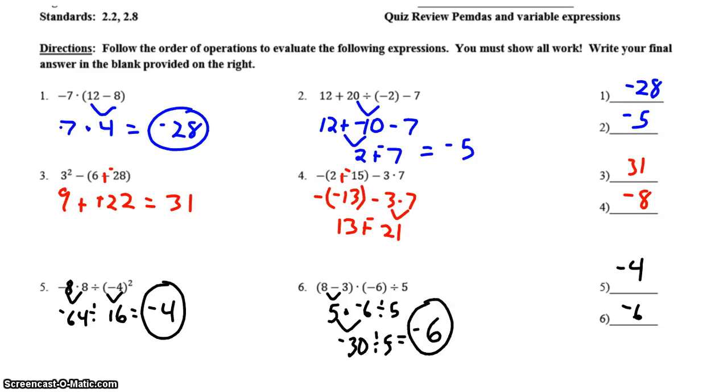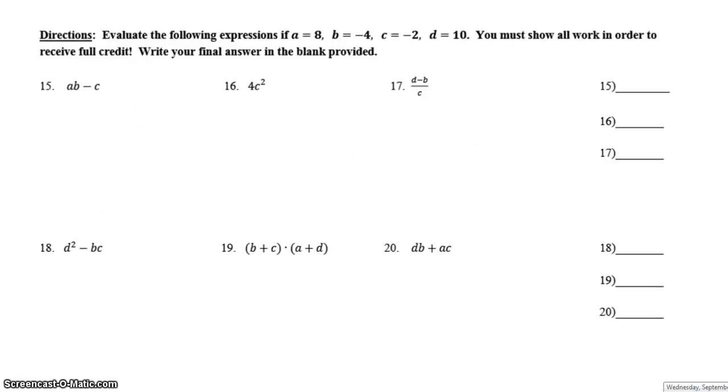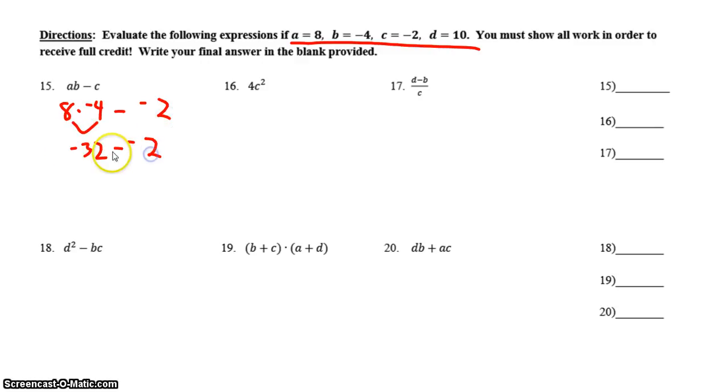Now I'm going to take a look at the variable expressions and what that looks like. So I'm skipping down to number 15. On the back side, it's important to know that the variables tell us what they're equal. So if you look at 15, it says a times b minus c. Well, a is 8, b is -4, and c is -2. 8 times -4 is -32. Minus -2 would become plus 2. And -32 plus 2 is -30. So that's our final answer in that case.